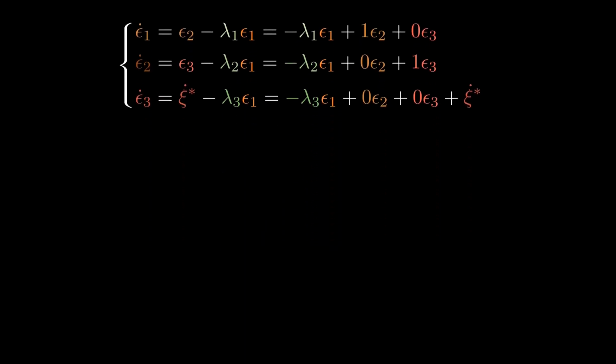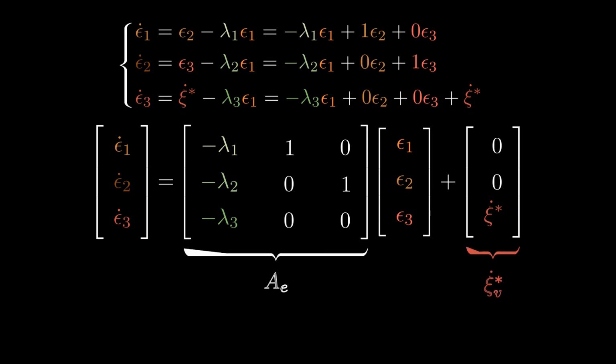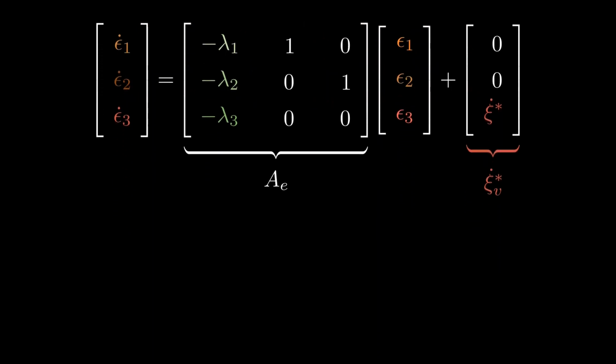Let's do it then. I will call the matrix AE and artificially extend the total disturbance derivative into the vector form. All that leads us to the following equation of a linear time invariant system. We'll treat the total disturbance derivative as an input to the system and assume that it's bounded.